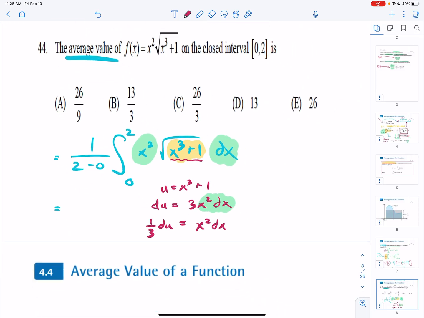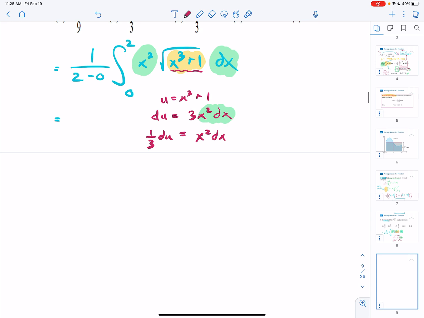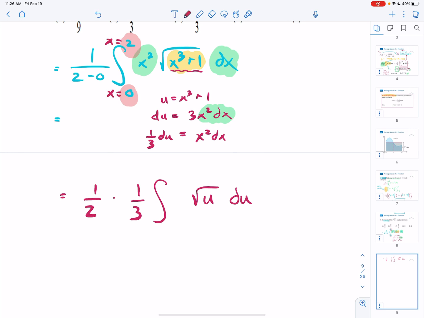All right, let me make some more room here. Okay, so this is 1/2 times the integral of the square root of u, 1/3 du. Okay, now this is in terms of u. Your bounds have to change a little bit here. Up here, x was equal to 0 and x was equal to 2. So to figure out what the new bounds are, you just plug these back in here. So if x is 0, 0 cubed plus 1 is just 1. If x is 2, the upper bound, then 2 cubed plus 1 is just 9. Okay?